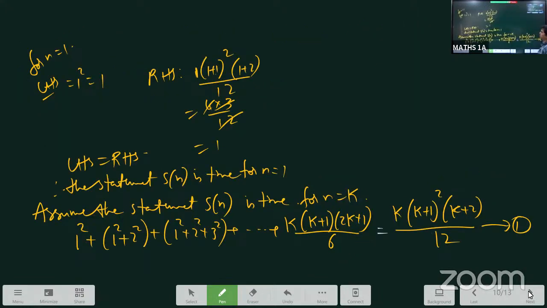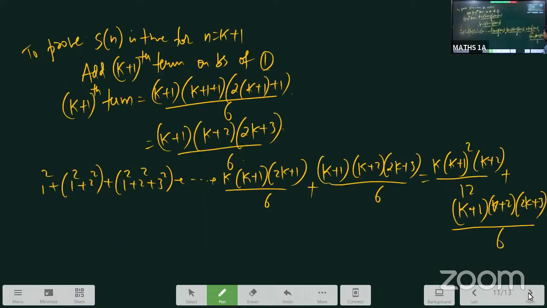Then LHS equal to RHS for n equal to 1. Then assume the statement is true for n equal to k. In the statement, wherever you find n, you put k. Then add k plus 1th term on both sides to prove for n equal to k plus 1. In your nth term, in every sum, you put n as k plus 1. That will give you k plus 1th term. Is it clear? That is 1 square plus 2 square, and like this. Is it clear?